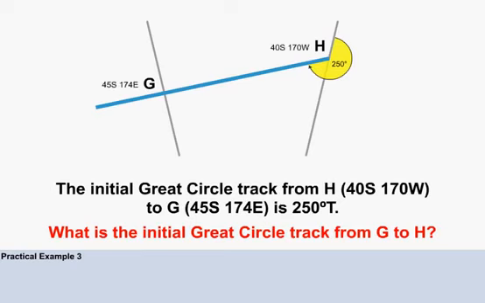H is at 40 south. G is at 45 south. Does this look right on the diagram? Yes, it does. The diagram shows G to the south of H. H is at 170 west and G is at 174 east. However, on our diagram, why is west out to the right of east? That's not how we normally see it.